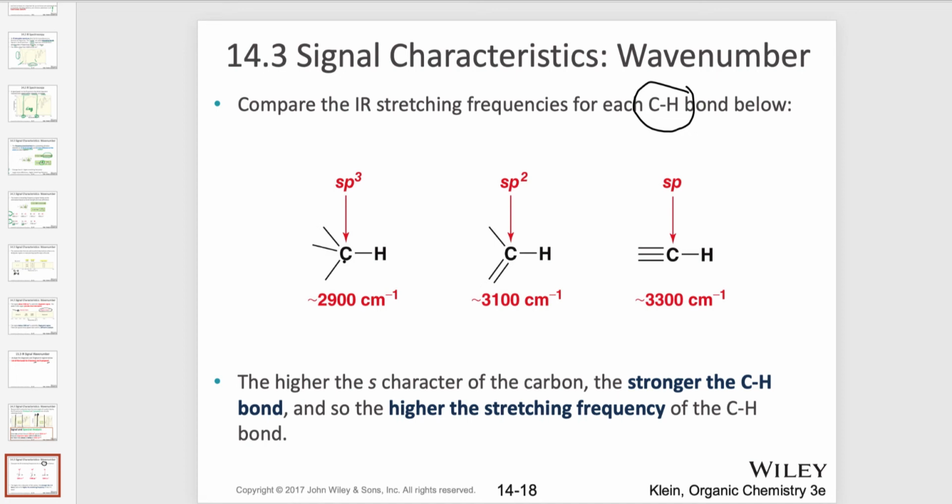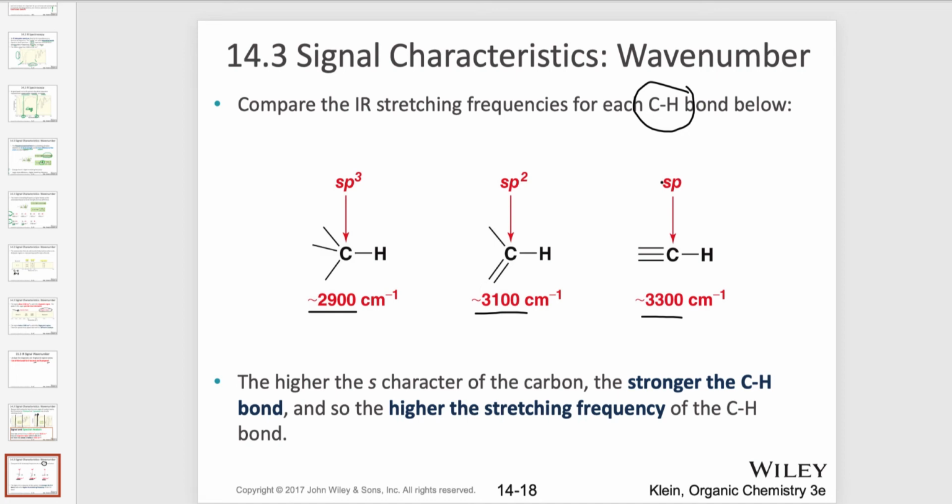Hybridization. So this is an alkane, or an alkyl carbon-hydrogen. This is going to be below 3000. But if something is higher, well, guess what? We have to consider sp2, so that's at least one double bond. Now it's going up. And if we have a triple bond with sp hybridization, it's going up even further. So the higher the s character of the carbon, the stronger the CH bond, and so the higher the stretching frequency.